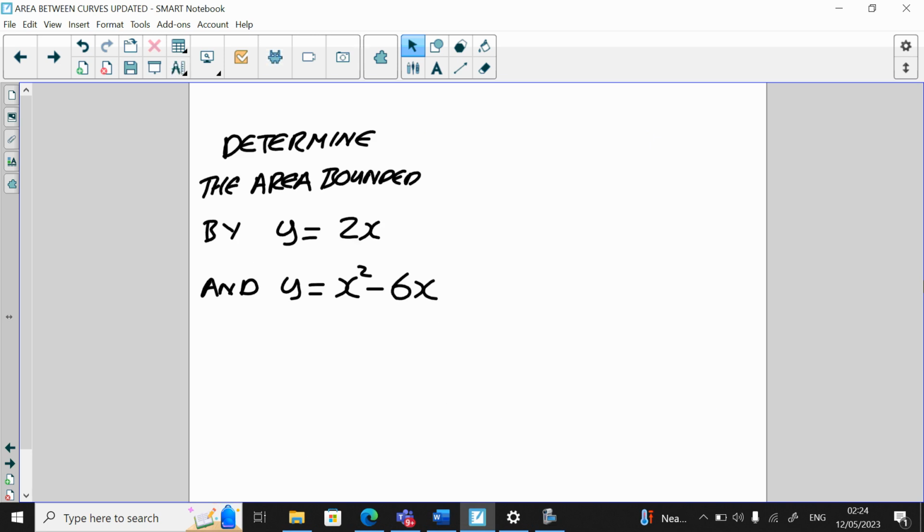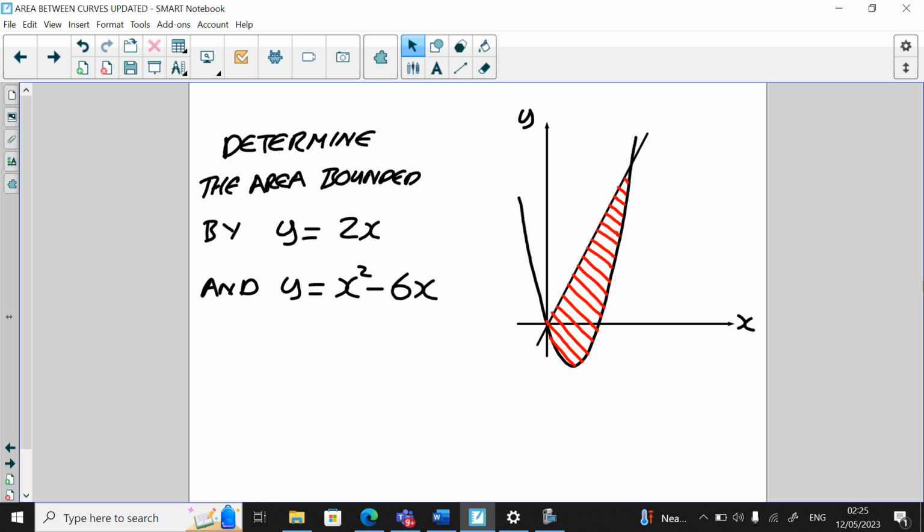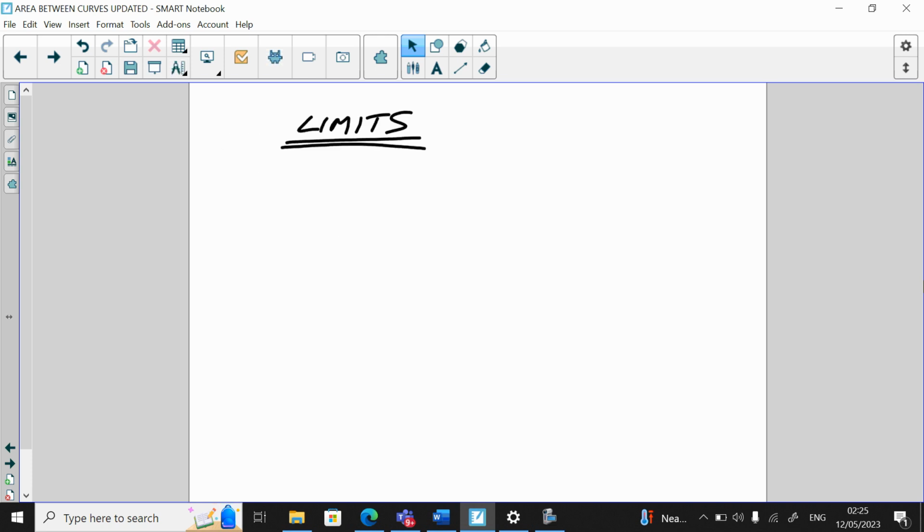Okay, same again. Get 2 bounds here, y equals 2x, y equals x squared take away 6x. So again, a line, a parabola. Little diagram here. I need to find where the line meets the parabola, the x values. So I'm going to go and look for the limits again. So here's my limits. Just equate one to the other, get everything over to one side.